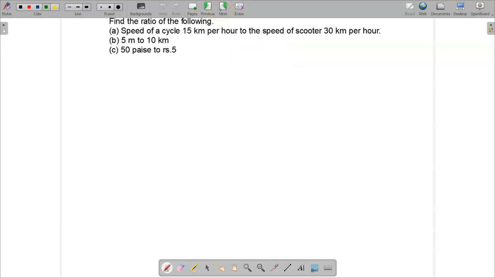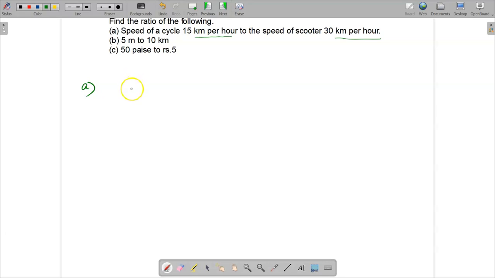The question is, find the ratio of the following. The speed of a cycle, 15 km per hour, to the speed of the scooter, 30 km per hour. So they are asking to find out the ratio. In order to find the ratio, both quantities should be in the same units. Here also 15 km per hour, here also 30 km per hour. So both are the same, kilometer per hour, so we can easily find the ratio just by dividing both.